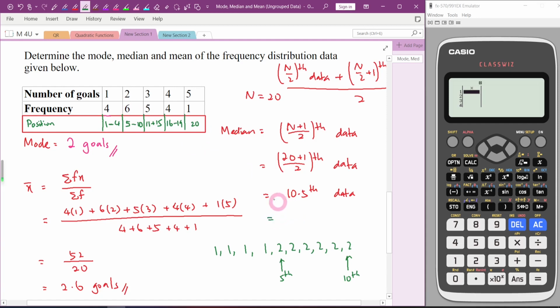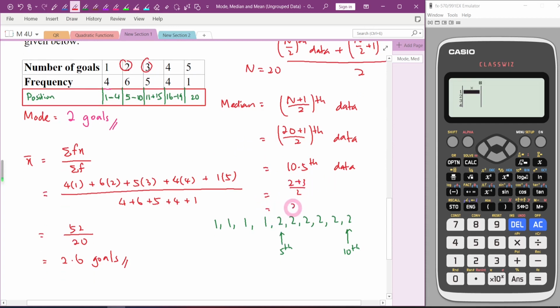So this one, you should have no problem. The 10th data will be 2. The 11th will be 3. So 2 plus 3 divided by 2 will be equal to 2.5. 2.5, go.